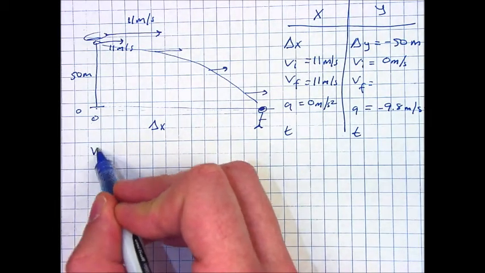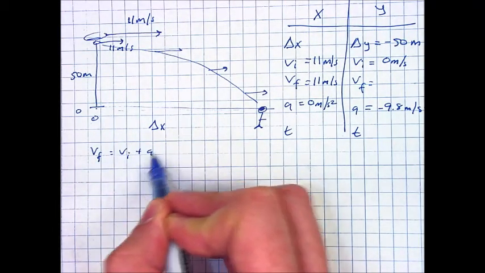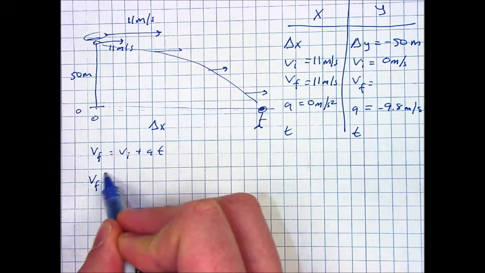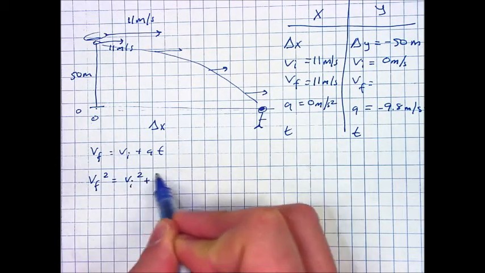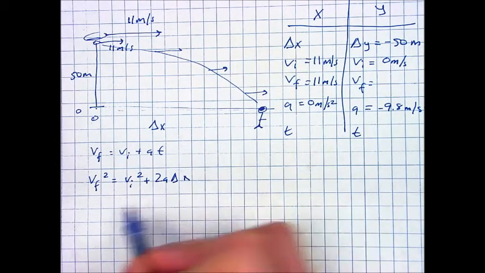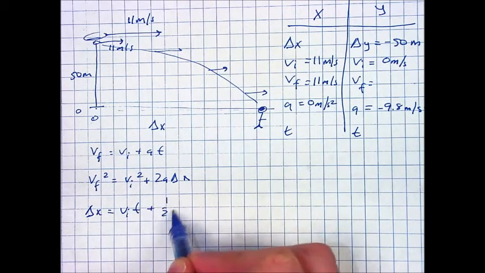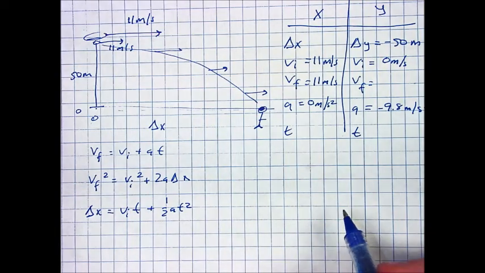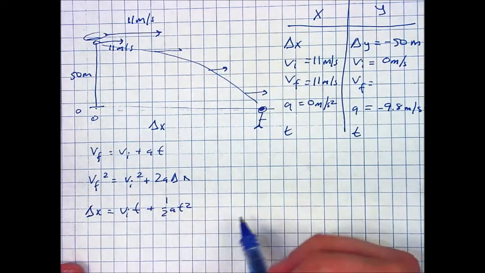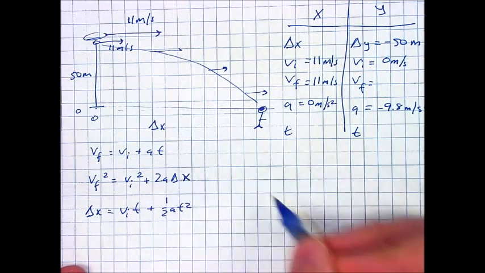We have v final is equal to v initial plus at. V final squared is equal to v initial squared plus 2a delta x. And then we have delta x is equal to v initial t plus 1/2 at squared, where the x's can be replaced with y's if they need to be.